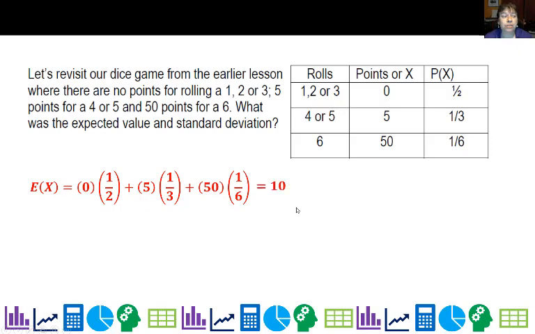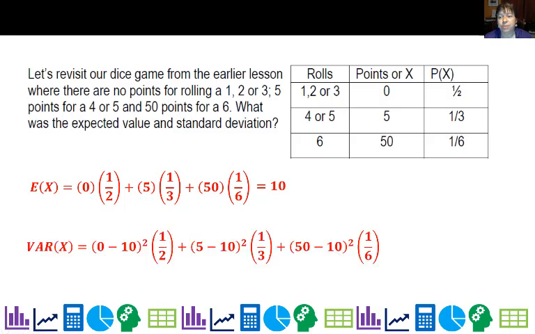Now I'm going to show variance, which is also on your formula chart. And yes, your calculator can spit it out, but this is not hard to write. So go ahead and write it. I will expect you to write these. And you get 325. Now your standard deviation for this is the square root, or about 18.03. So there's our expected value and standard deviation.